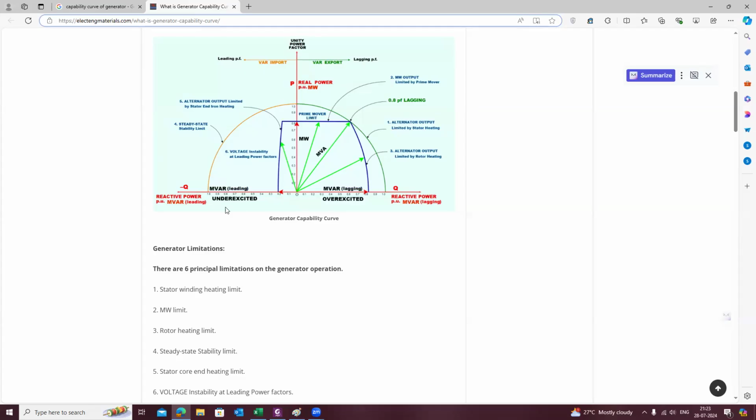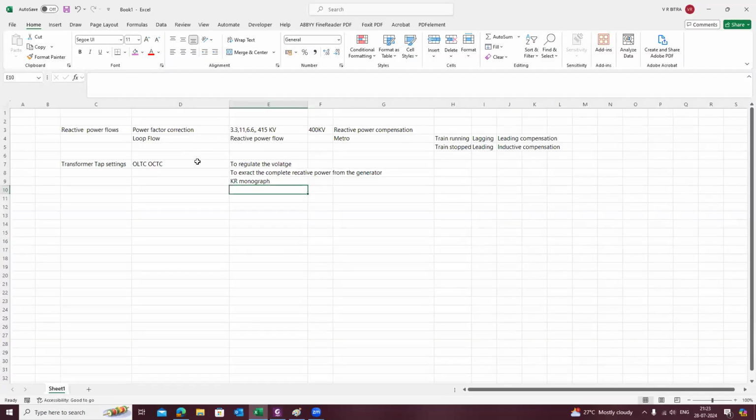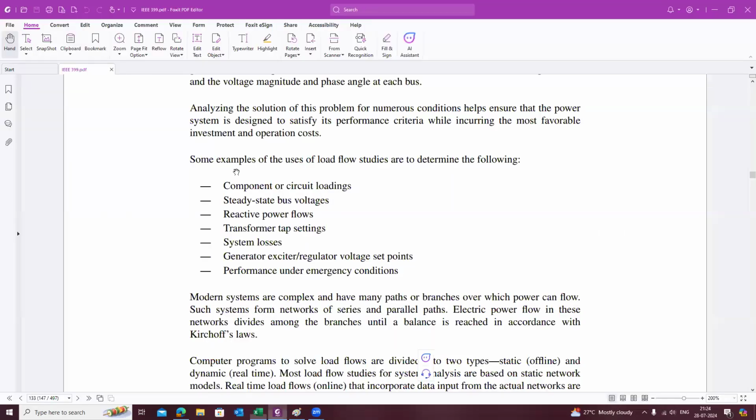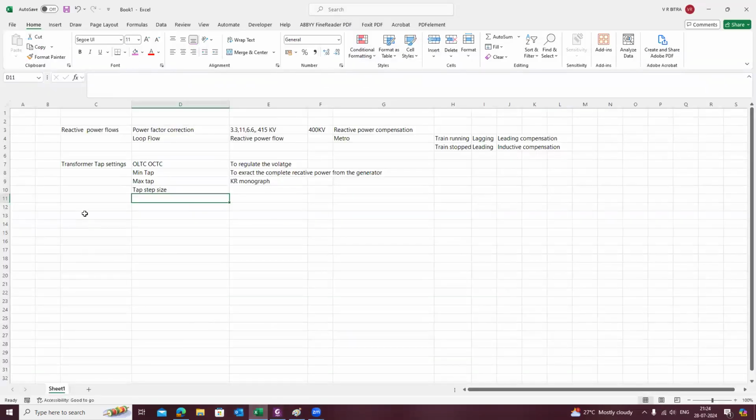So that is about the transformer tap settings, which you need to find. What is the transformer tap range? What is the minimum tap, the maximum tap, and the step size? To determine all these things, we need to do the load flow. Next, the load flow gives us the system losses, that is, the total losses as well as the individual branch losses.